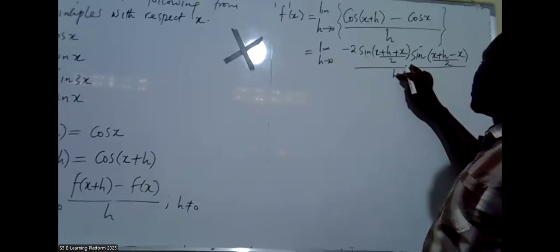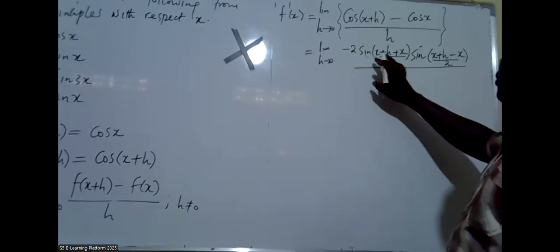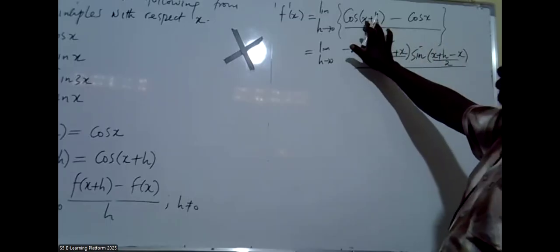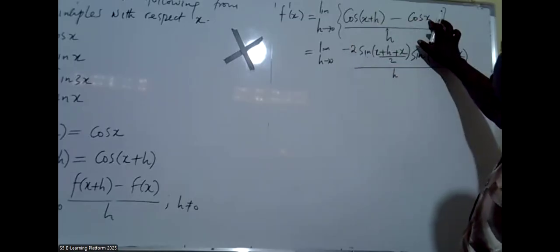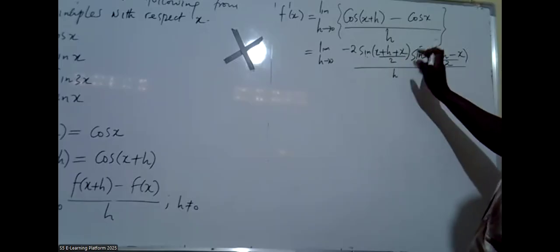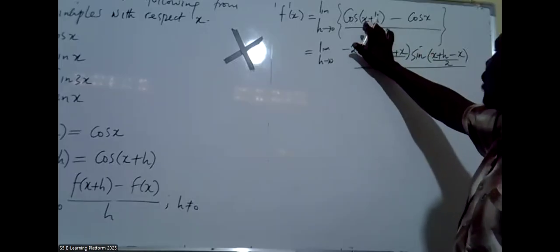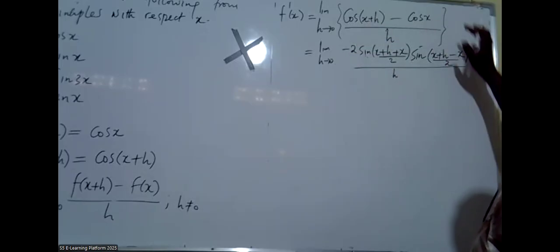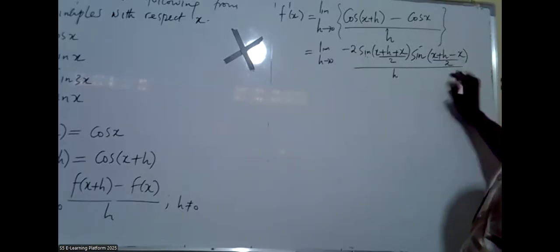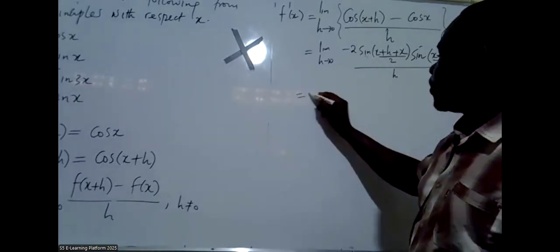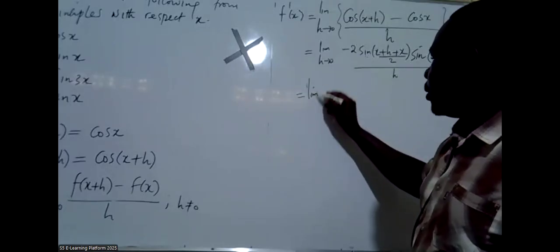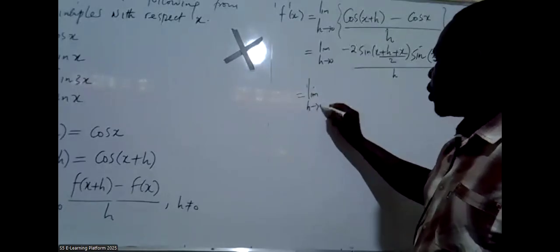So we have negative 2 sine. For the first angle, you add this one plus this one divided by 2. For the last angle, you subtract: this one first minus the last one, divided by 2. Then we go ahead and simplify first, and we see what we generate.